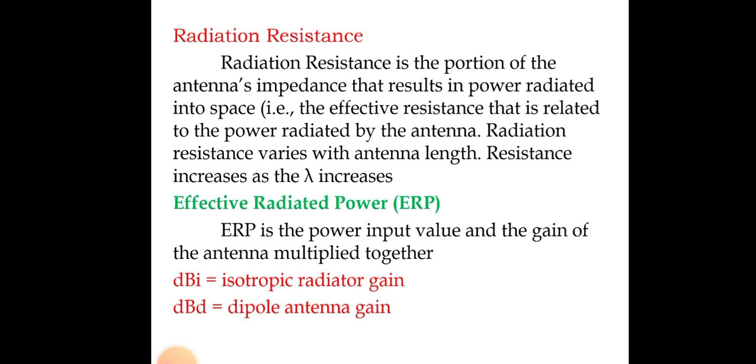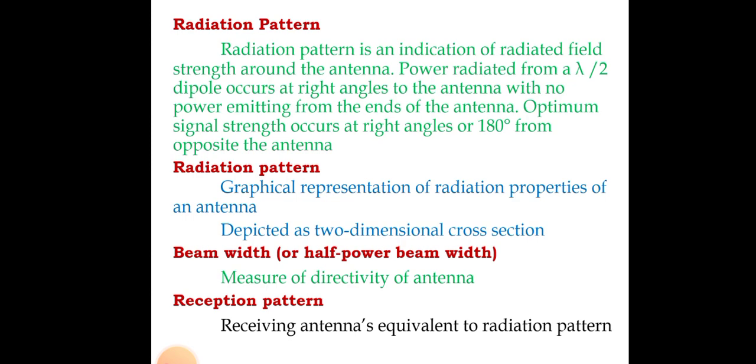Another term is effective radiated power, called ERP. ERP is the power input value and the gain of the antenna multiplied together. Here dBi means isotropic radiator gain, and dBd means dipole antenna gain.